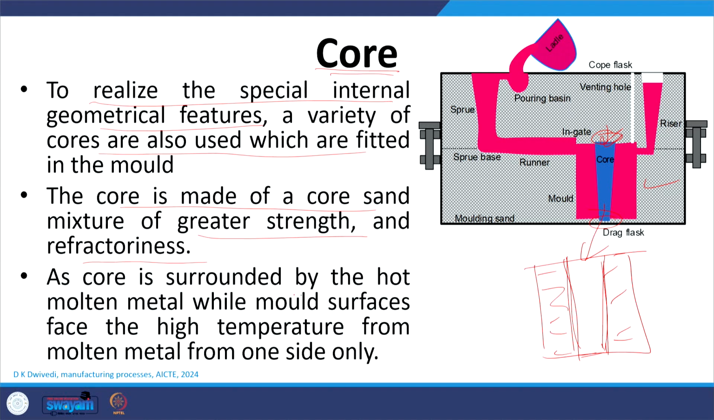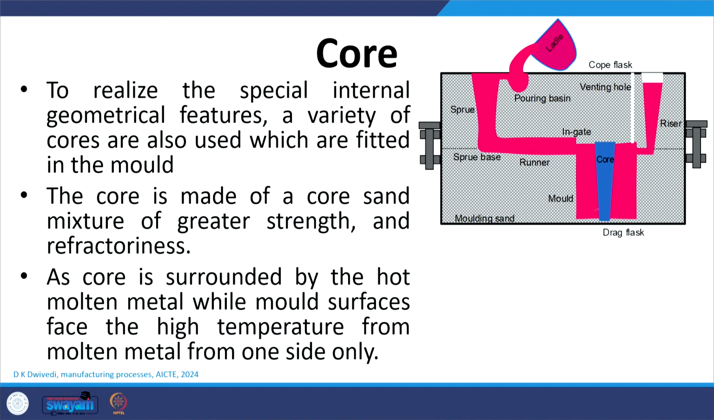Since the core is surrounded by the hot molten metal, while the mold surface faces the molten metal from one side only, the core must show greater refractoriness and strength as compared to the mold. The mold wall faces the heat from just one side, while the core is completely submerged in the molten metal. So, the severity of heat and pressure is much higher in the case of the core, and that is why the core must be made of a material of greater refractoriness and strength.